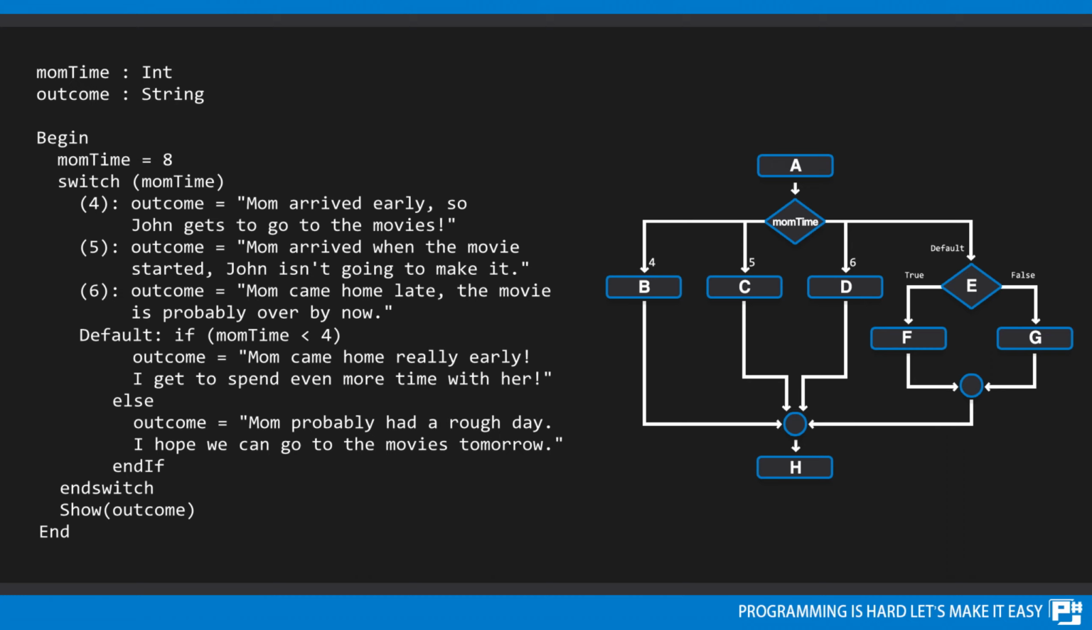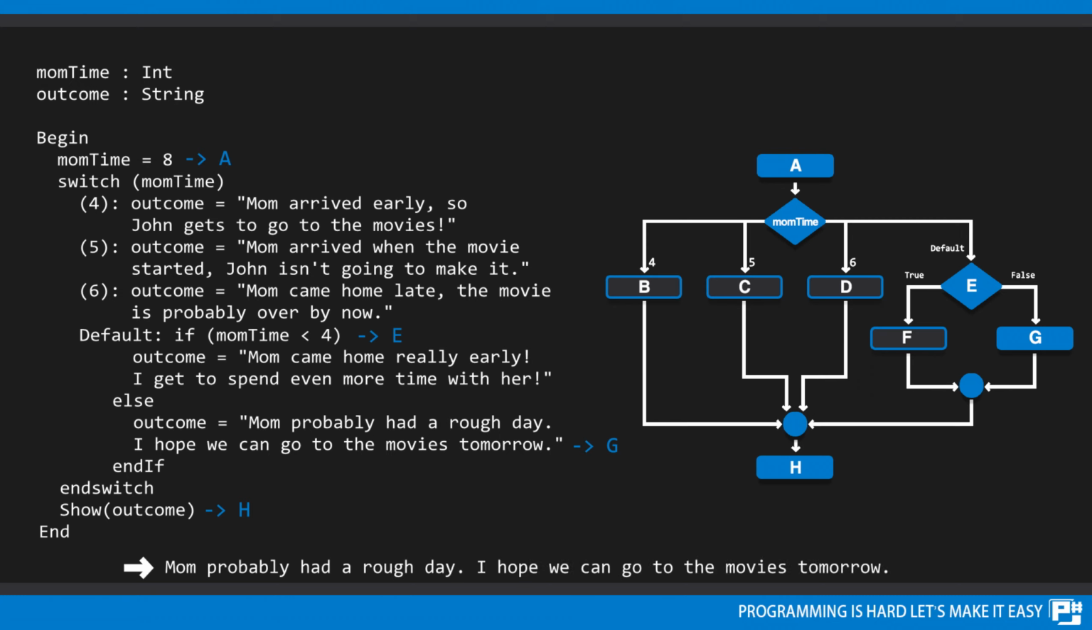The series of instructions is A, followed by E, G, and finally H. After entering the default section, we evaluate if mom time is lesser than 4. Since this isn't true, we enter the second block of code and execute instruction G. Finally, instruction H tells us mom probably had a rough day. I hope we can go to the movies tomorrow.